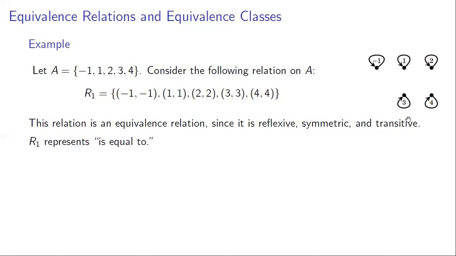What does this relation represent? Well, we've seen this kind of relation before. It represents is equal to, right? So 1 is equal to 1, but 1 is not equal to 2, so we don't have an arrow from 1 to 2. 3 is related to 3, and so on.